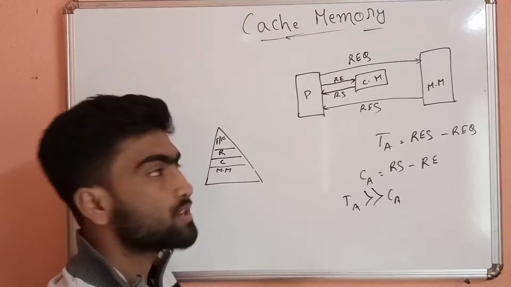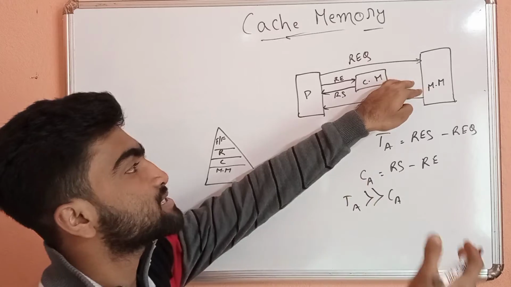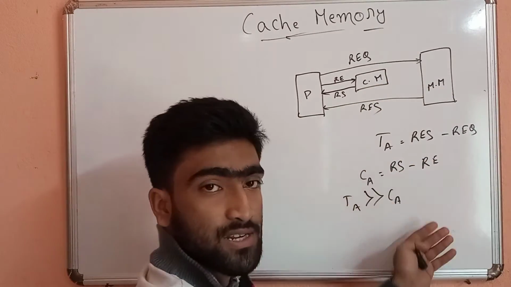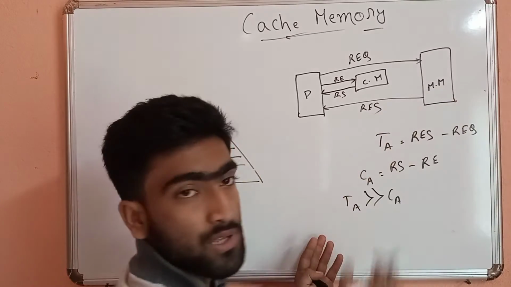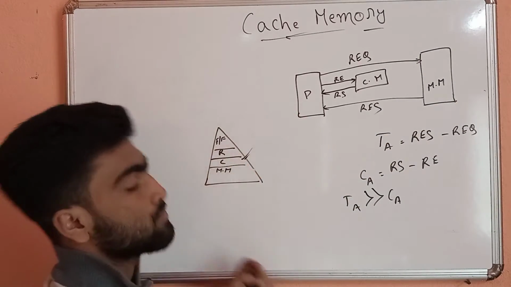That means if the block is present in the cache memory, the processor can get it in a much faster time than from the main memory, as cache memory is much faster in the memory hierarchy than main memory.